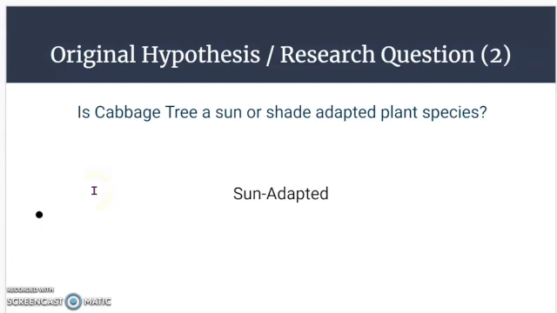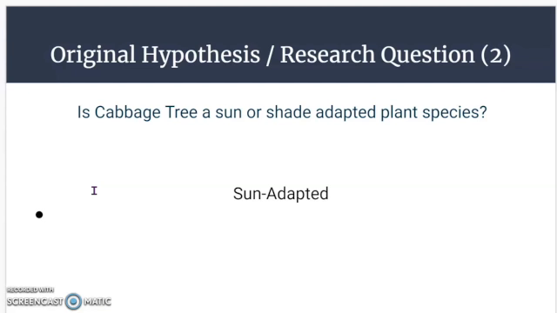Is a cabbage tree sun or shade adapted? We supported our original hypothesis that the cabbage tree was a sun-adapted plant. The data collected in this experiment supports this hypothesis because all of the parameters, excluding the Rubisco concentration, show significant similarities between cabbage tree and black sage, the plant we know to be sun-adapted.